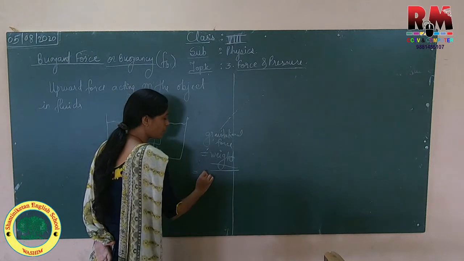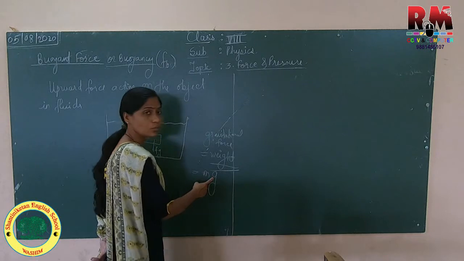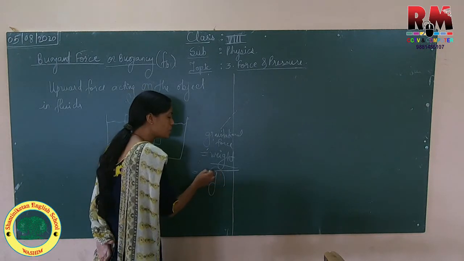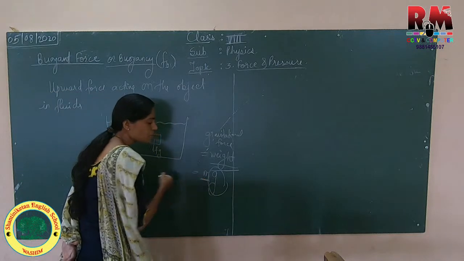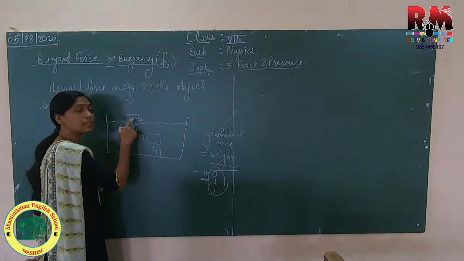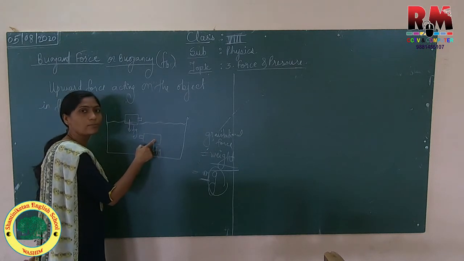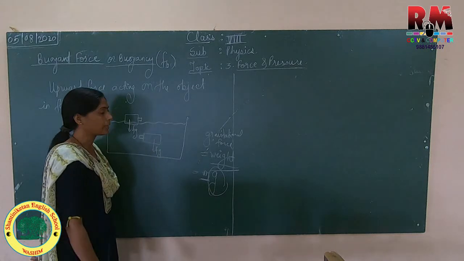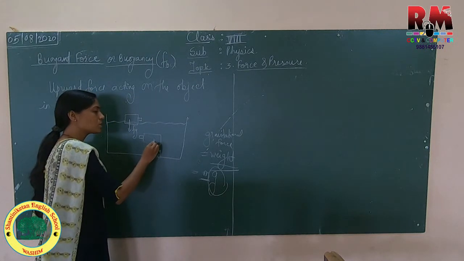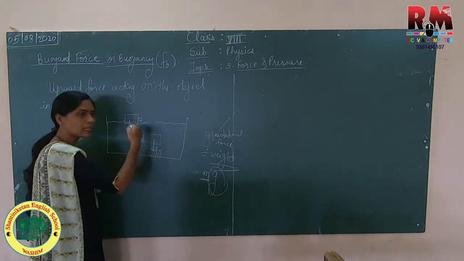Why? Because weight depends on mass into acceleration due to gravity, m into g. Now g is the same for both these bottles, but mass is different because I already said this is an empty bottle and this is a filled bottle. This bottle will have more weight, this bottle will have less weight. Now due to this, these bottles are going in a downward direction, but why are they not sinking in?